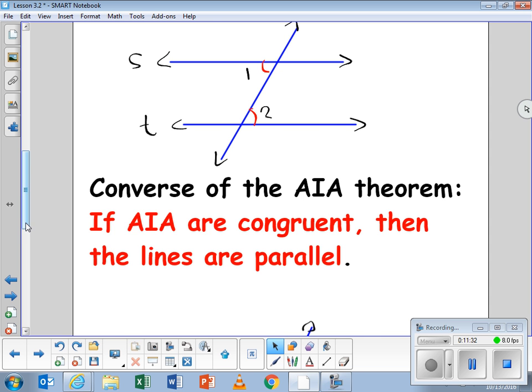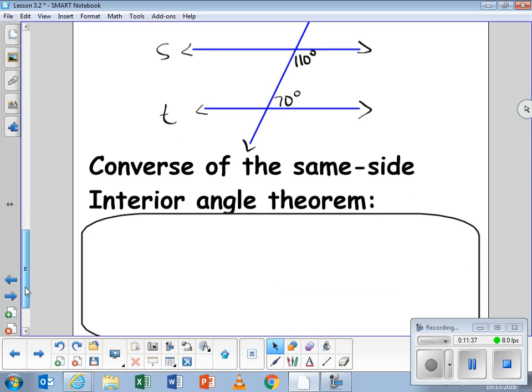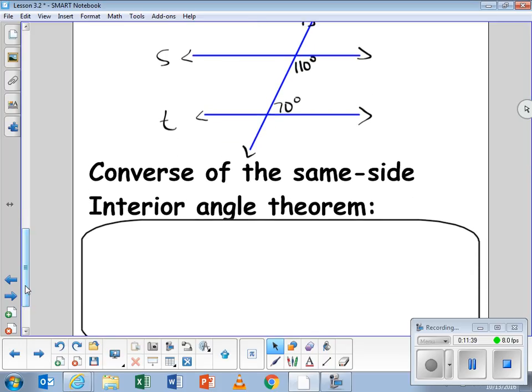I'd like to pause for a moment. I don't want to say anything else. I'd like you to think in your group for a minute, see if you can write this down without peeking and looking in your book. See if you can come up with the converse of the same side interior angles theorem.